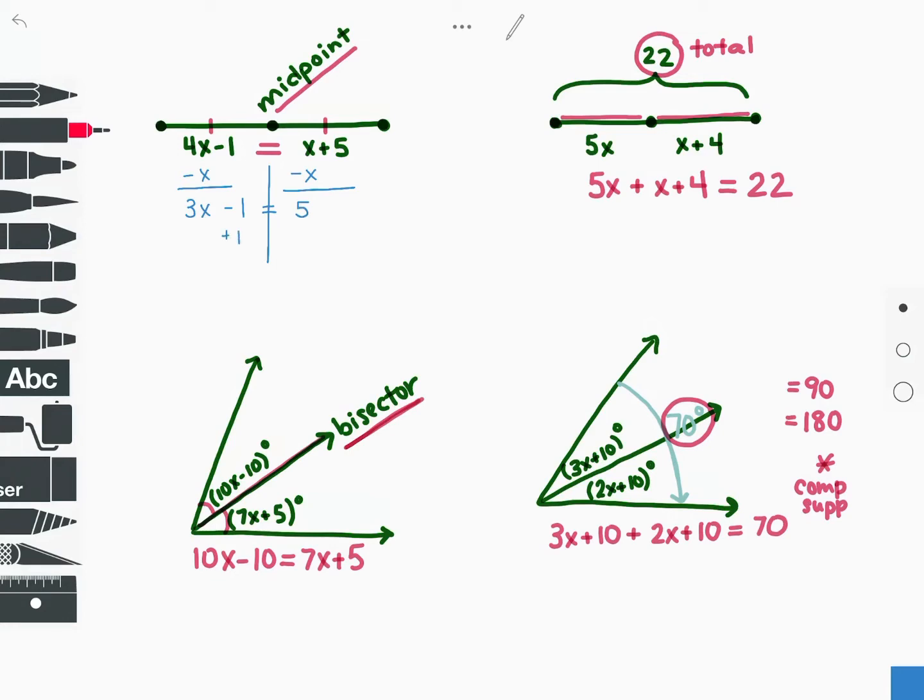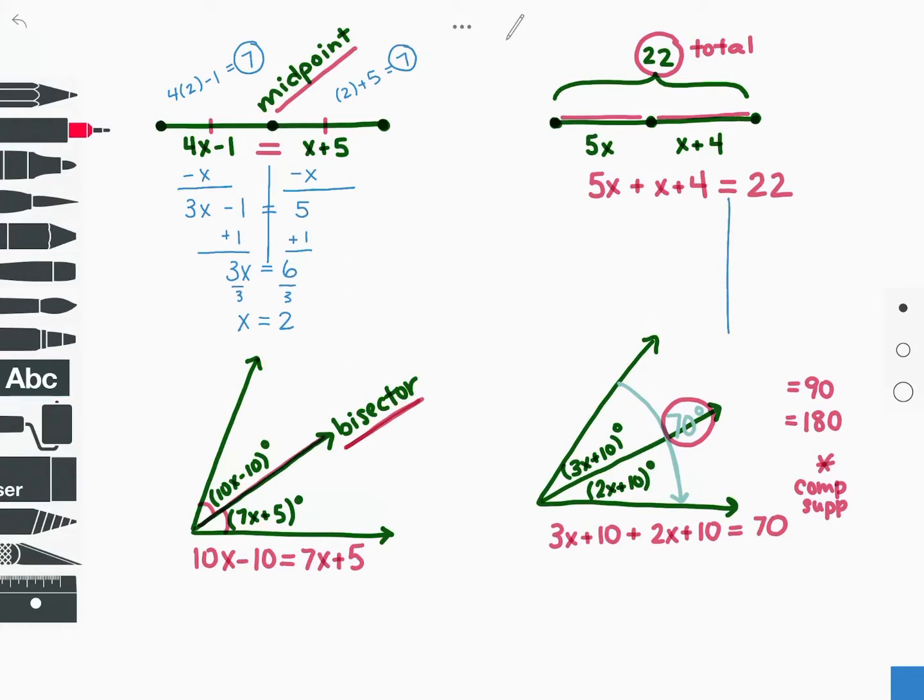Now, to cancel out a minus 1, I will add 1. 5 plus 1 is 6. Finally, 3 times x, so I will divide by 3 to get the x by itself. X equals 2. Always a great idea to go back to the picture and plug that in. 4 times 2 minus 1, 2 plus 5. And what do I get? I get a 7 here, and I get a 7 here. Why is that a good sign? Because it said midpoint. Those should have been equal lengths.